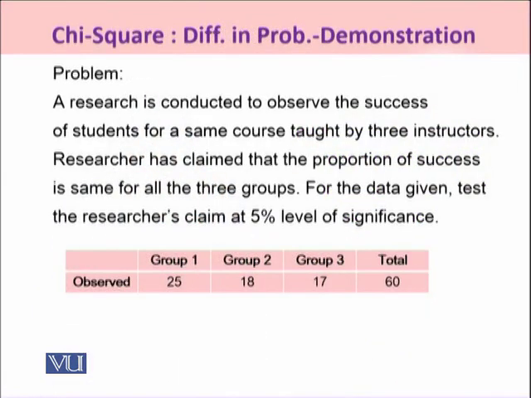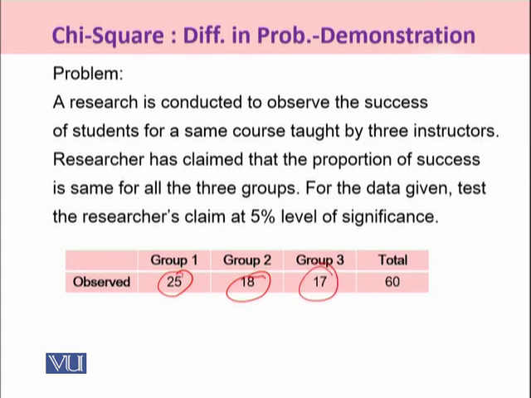So students, the problem under consideration is this: a research is conducted to observe the success of students for the same course taught by 3 instructors. The researcher has claimed that the proportion of success is the same for all the 3 groups. For the data given, test the researcher's claim at 5% level of significance. Here we are given the data for the 3 groups, and the observed frequencies are 25 under group 1, 18 under group 2, and 17 under group 3, giving us a total of 60.